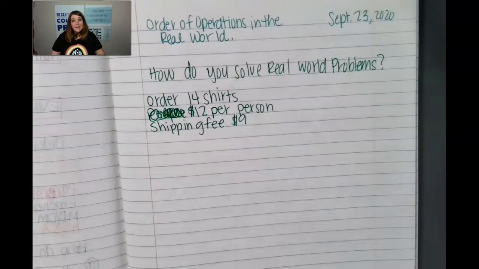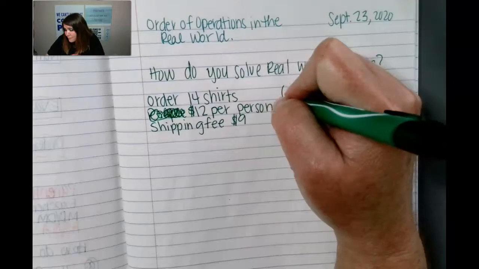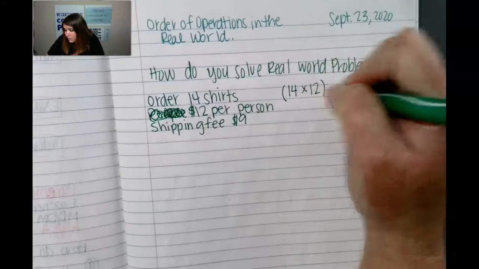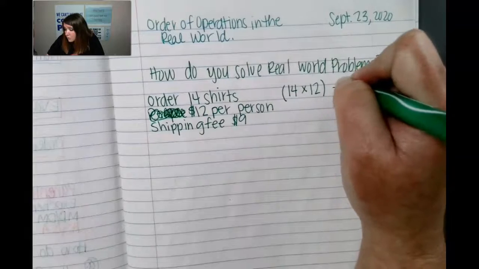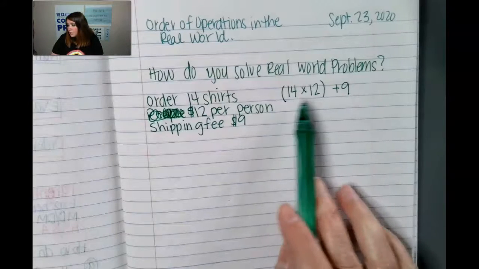Okay, so the price tag is $12. We have to find out how much we spend on those shirts. This is kind of like the mattress problem that we did. First we need to find 14 times 12, and then we have to add on that shipping fee, because they always charge us shipping, right? So we have to find out how much this is.